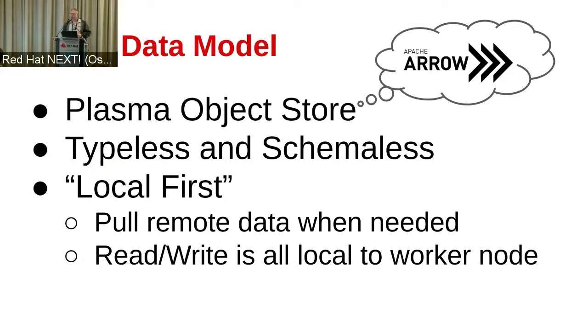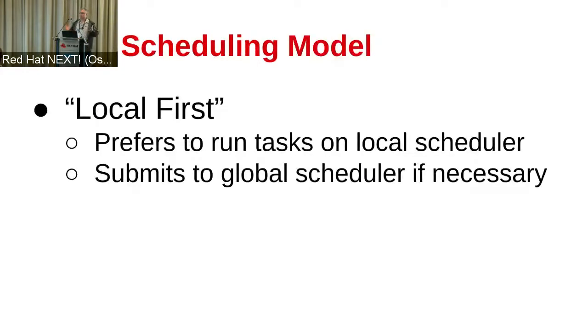Very similarly, Ray's compute scheduling model is local first, and so if it has tasks that it's able to run locally, it will do that, and it will not try talking to the global Ray scheduler unless it actually needs to get something done. So keeping everything local first, obviously, is excellent for overall compute efficiency.